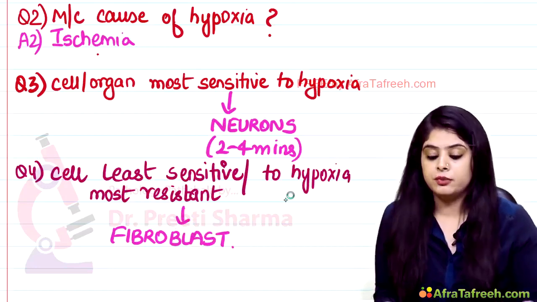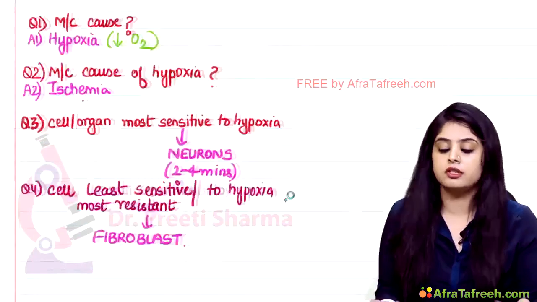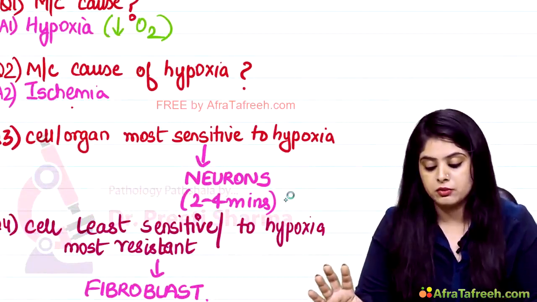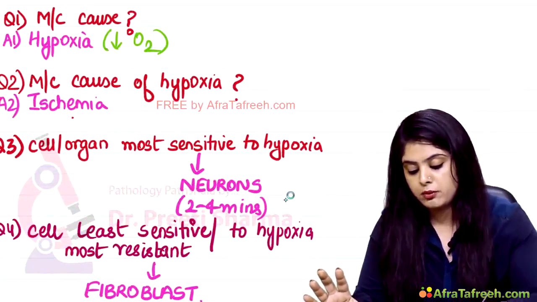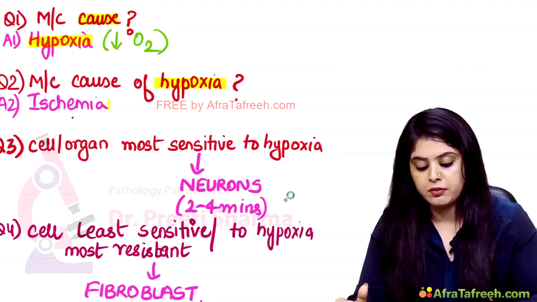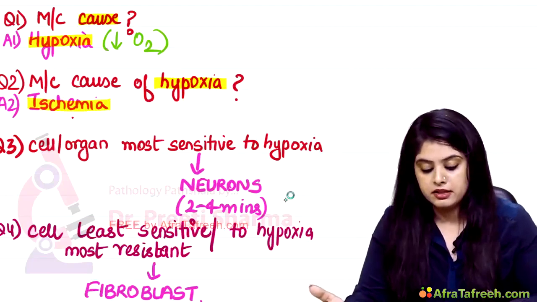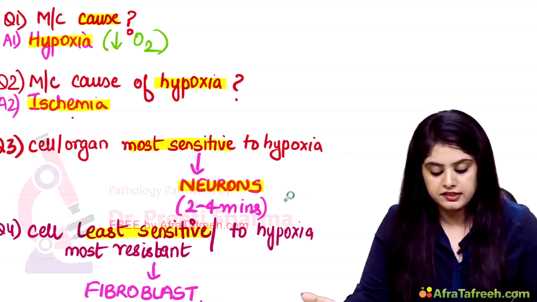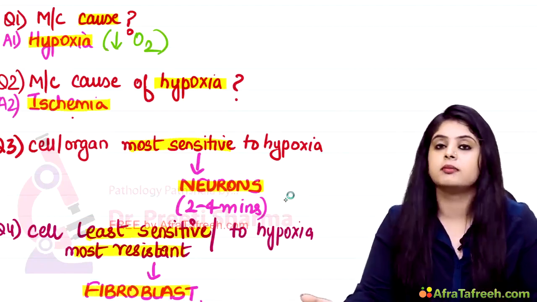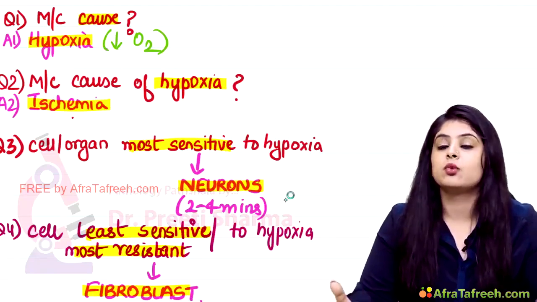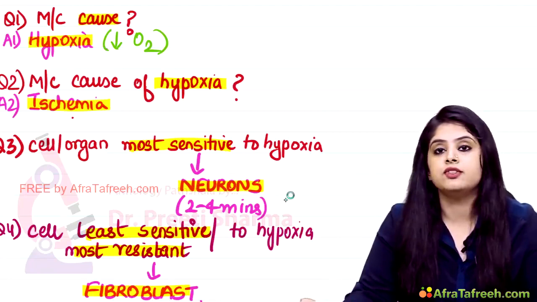So before starting into the intricate details of cell injury, we've done 4 main questions. What is the first question? The most common cause of cell injury is hypoxia. The most common cause of hypoxia is ischemia. The cell most sensitive becomes the neuron, and the cell least sensitive or most resistant becomes the fibroblast. Now, if this particular set of MCQs is clear, now let's understand what exactly is happening in cell injury.